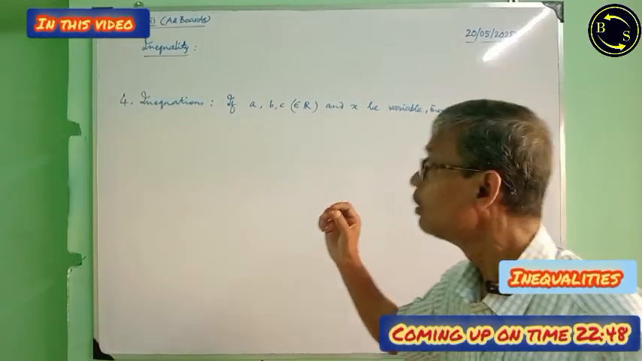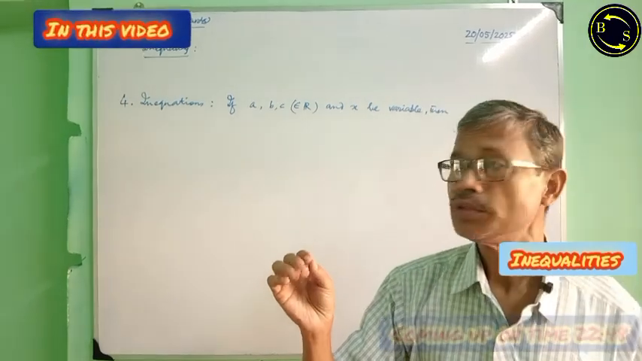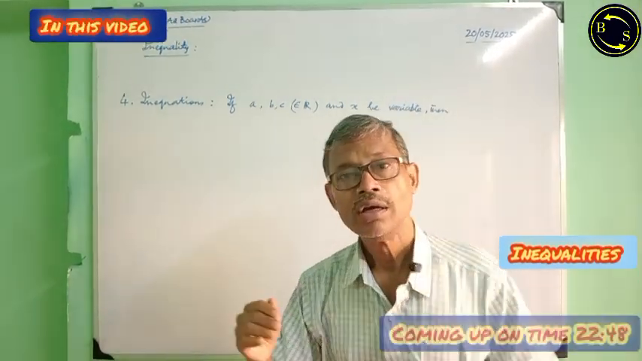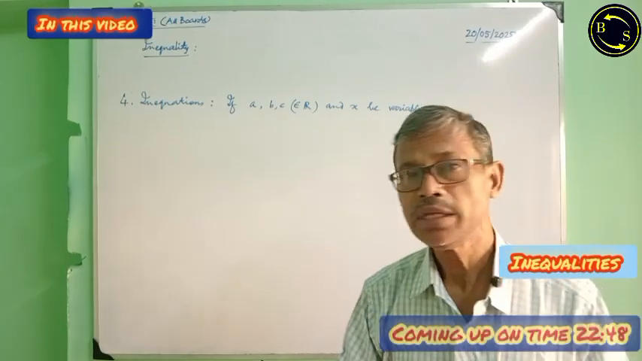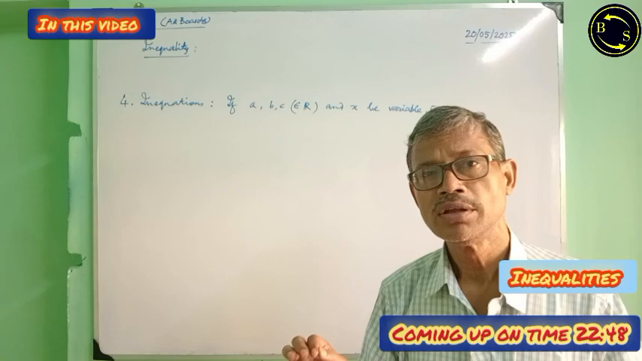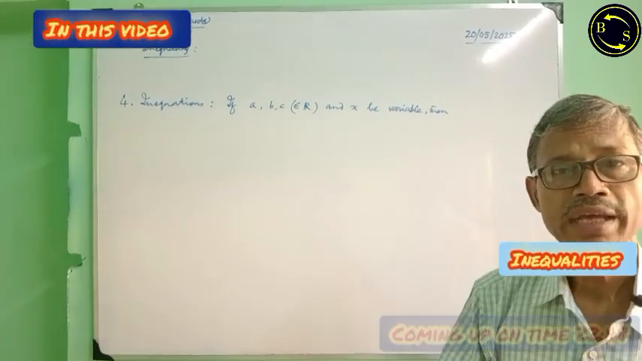The relation connected by an equality symbol, those are equations. But in place of the equality symbol, if there are unequal symbols, less than, greater than, less than or equal to, greater than or equal to, then we get inequations.